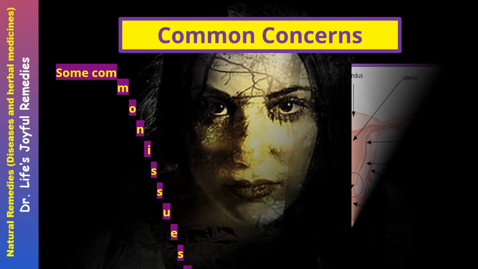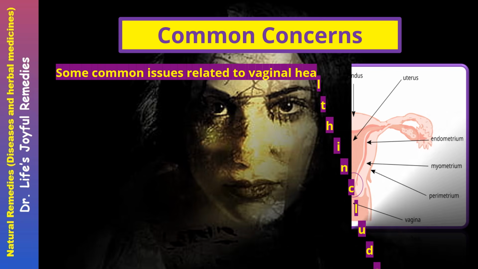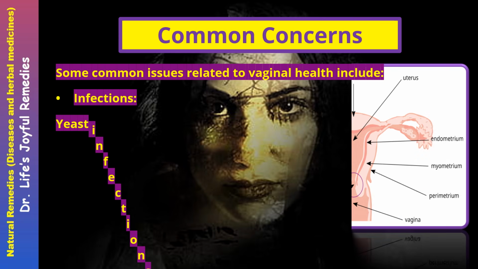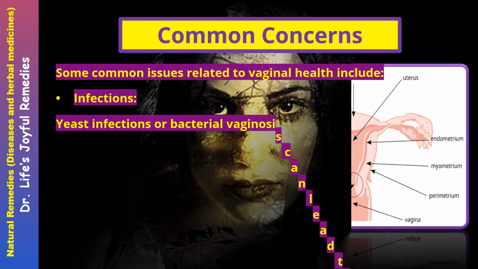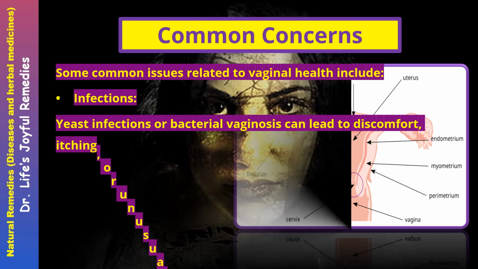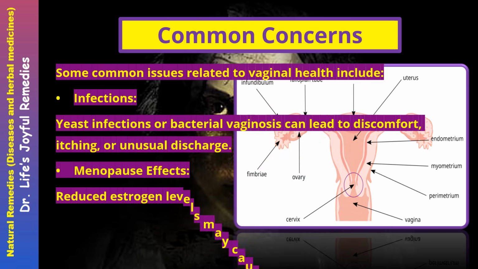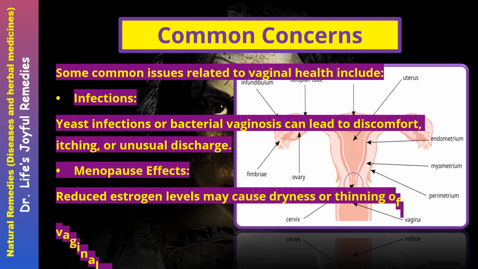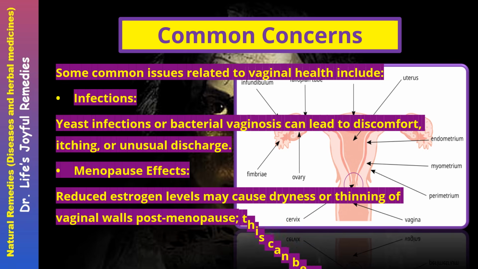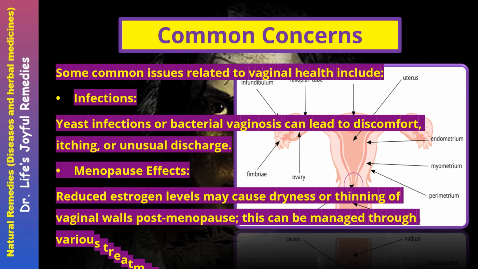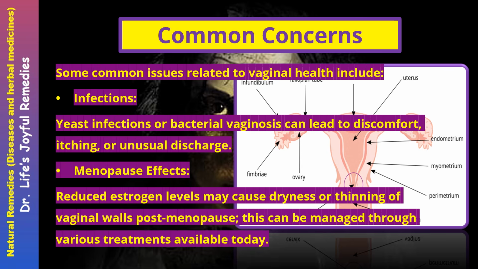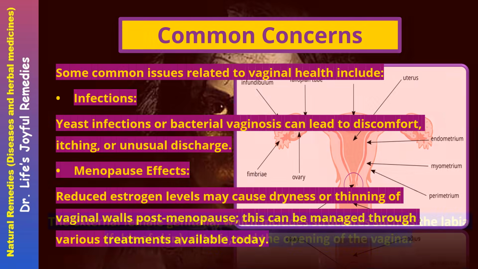Common concerns. Some common issues related to vaginal health include infections. Yeast infections or bacterial vaginosis can lead to discomfort, itching, or unusual discharge. Menopause effects. Reduced estrogen levels may cause dryness or thinning of vaginal walls post-menopause. This can be managed through various treatments available today.